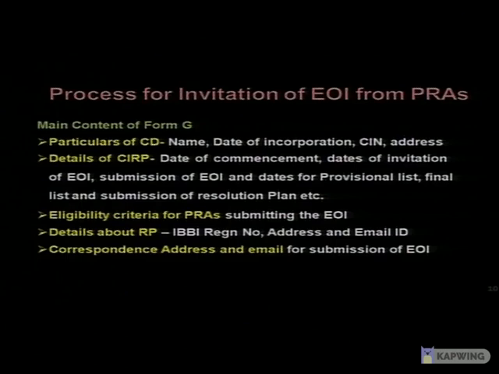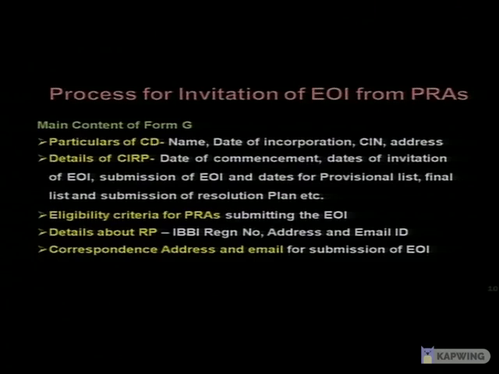The next step is what are the main contents of a Form G. So it would include the particulars of the corporate debtor, like its name, its date of incorporation, the CIN, the address. Then again, what are the details of the CIRP? So when did the CIRP commence? What were the dates of invitation of EOI? Till when the EOI needs to be submitted? What are the dates for a provisional list, final list, etc.?